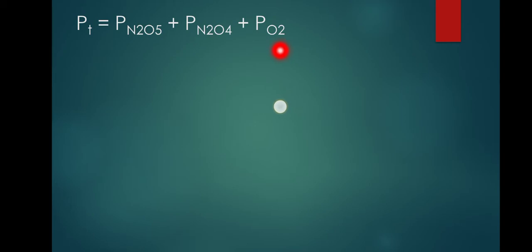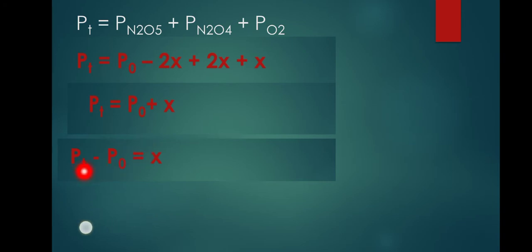The total pressure given after 100 seconds is 0.512. Now Pt is equal to the pressure of N2O5, which is P0 minus 2x, plus the pressure of N2O4, which is 2x, plus the pressure of O2, which is x. So 2x cancels, and the total pressure is equal to P0 plus x. Now the value of x is equal to Pt minus P0, where Pt is the total pressure of the reaction mixture and P0 is the initial pressure.